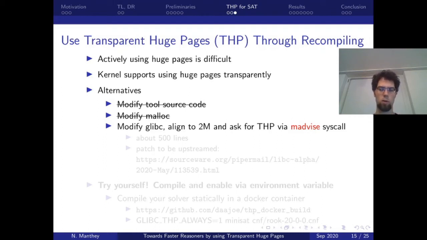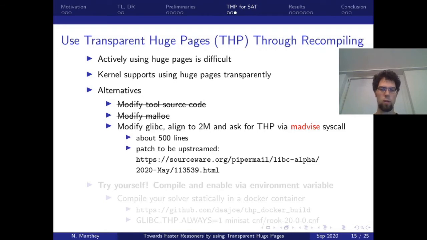below malloc, the functions that are used always ask the kernel for at least 2 megabytes or multiples thereof, and then use the madvise system call to say the given allocated memory blob should be allocated as a transparent huge page. So if possible, the kernel should use a single huge page instead of splitting these 2 megabytes into multiple 4K pages. The patch is about 500 lines and it's in the upstreaming process, so it hopefully hits upstream glibc and is then also available in many distributions.